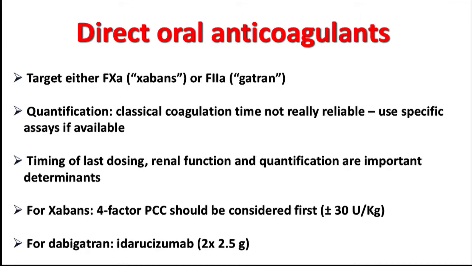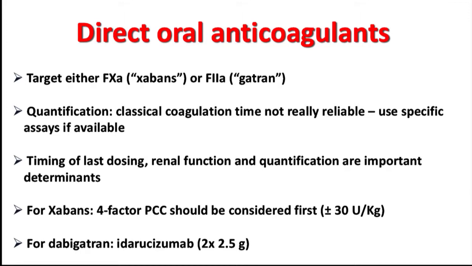So as I already said, the timing of the last dosing is of utmost importance for these drugs, since their half-life is quite short, around 10 to 14 hours, and they depend on the renal function and the hepatic function as well. So the quantification may be important, maybe only to have an idea of how these antithrombotics are implicated in the bleeding that we have, and how urgent it is to reverse them or not.